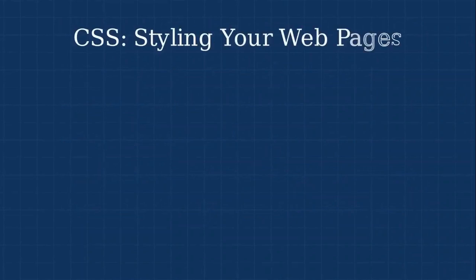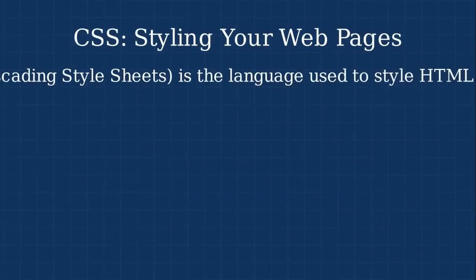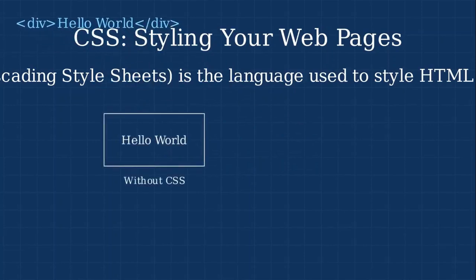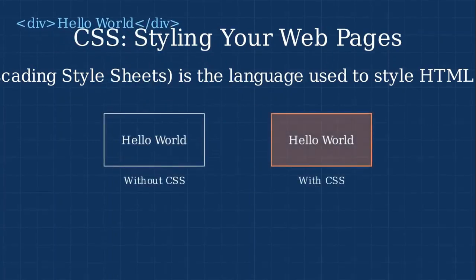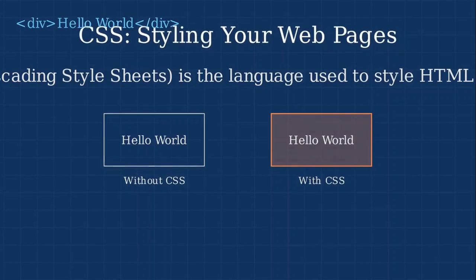CSS, or cascading style sheets, is the language used to style HTML elements, controlling how they appear on screen. Without CSS, HTML elements appear plain with browser default styling. With CSS, we can transform these elements by adding color, changing size, and applying many other visual properties.